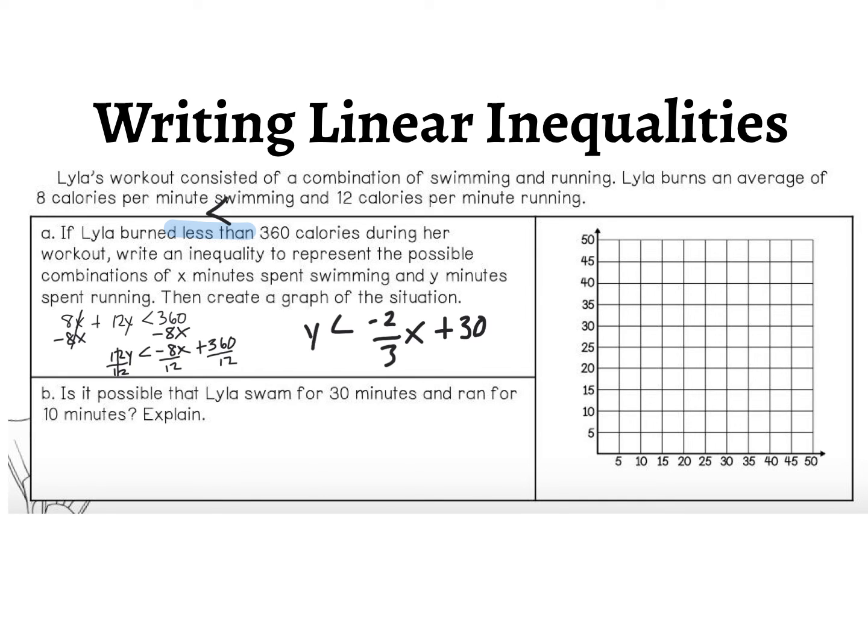So what does this mean? I have mx plus b. The things that I want to ask myself is what kind of line am I doing? Solid or dotted? And where am I shading, above or below? The less than, there's no equal symbol, which means we're going to have a dotted line. I'm going to make a note of that to myself here on the side. I'm dealing with a dotted line. And because it's less than, I'm shading below.